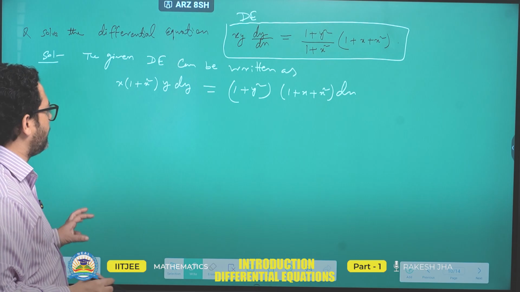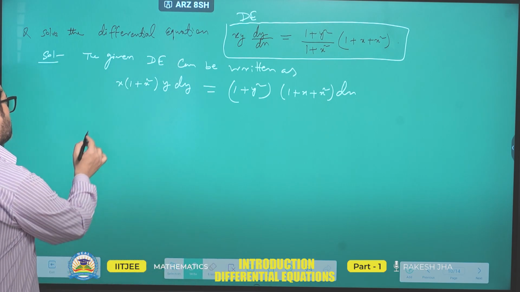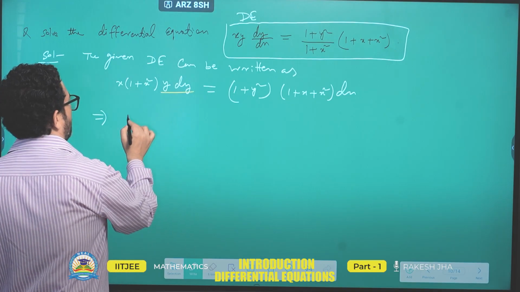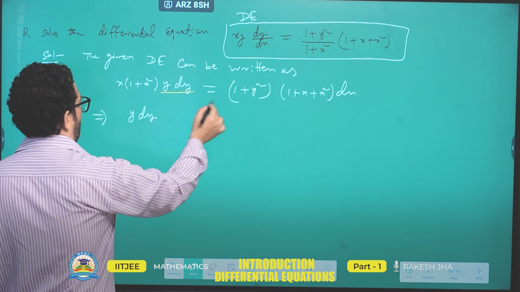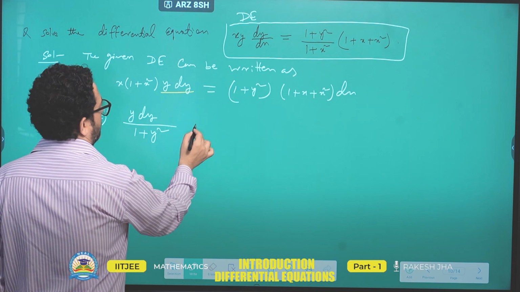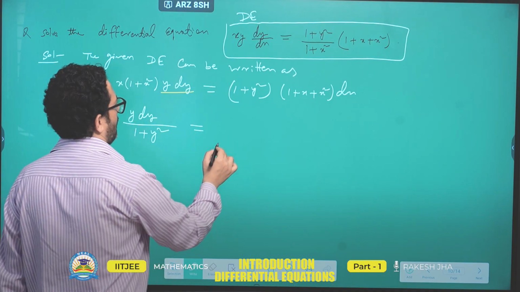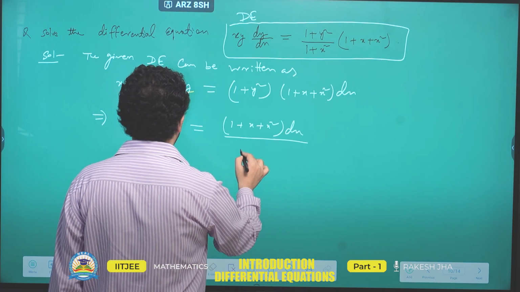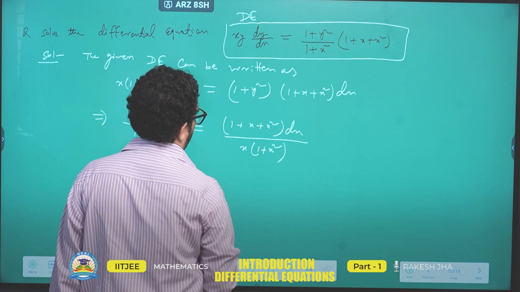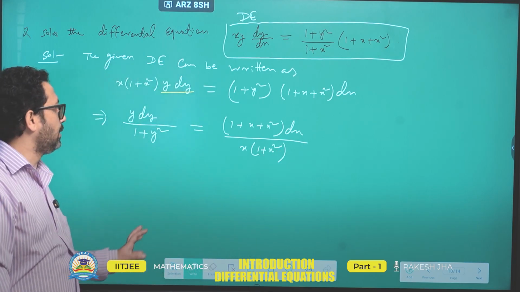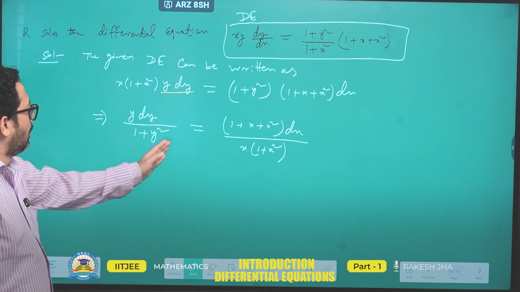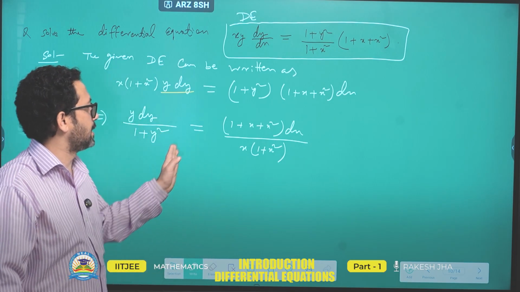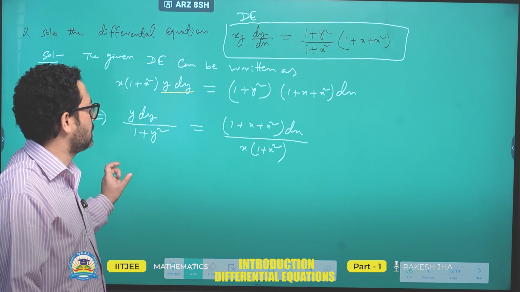Now in the second stage, we will keep all x with dx at one place. So let it be like this. So firstly, the y part, here y and dy is there. So let it be y dy upon 1 plus y square is equal to 1 plus x square dx upon x times 1 plus x square. Now here what we have observed is that we have kept x with dx at one place, y with dy at another place, on both sides of the equal to sign of this equation. This is the differential equation.